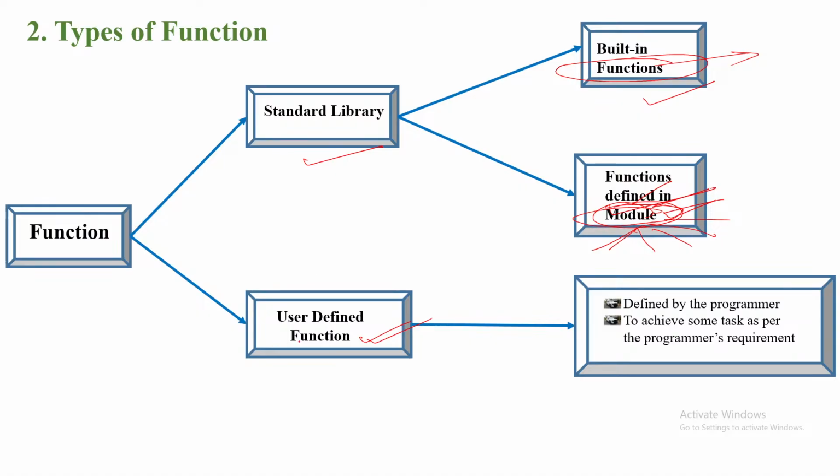Now, user defined function. It is defined by the programmer. Who will define? It is defined by the programmer, meaning by the user. For which purpose? To achieve some task as per the programmer's requirement. Which type of task? Whatever is going on in the user's mind, that means their thoughts, something he or she wants to solve. That type of program users can define here, to achieve some task.